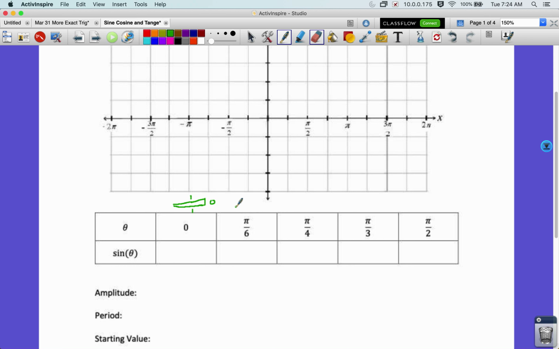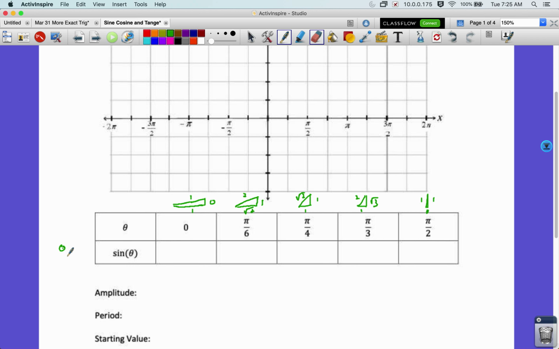Pi over 6, well that's 30 degrees, so I want to do a 30, 60, 90. And then I get 1, 2 and the square root of 3. Pi over 4, that's 45 degrees, so I'm going to do a 45 degree triangle with side lengths 1, 1 and the square root of 2. Pi over 3 is 60 degrees, so it's like this triangle flipped around. So 60 degrees, the steeper angle on the bottom left here. And then it gets lengths 1, 2 and the square root of 3. And then pi over 2, well that is our straight up and down triangle with side lengths 0, 1, and 1.